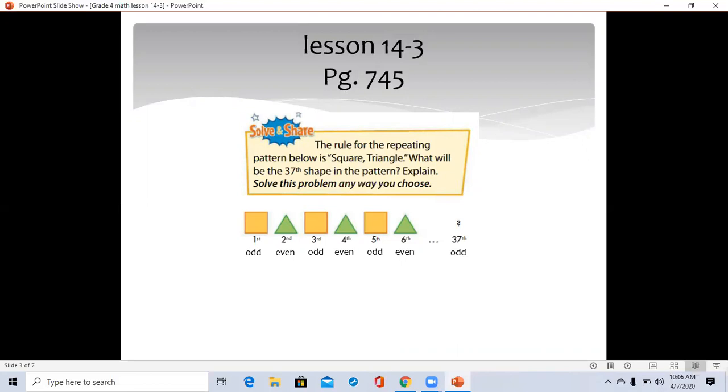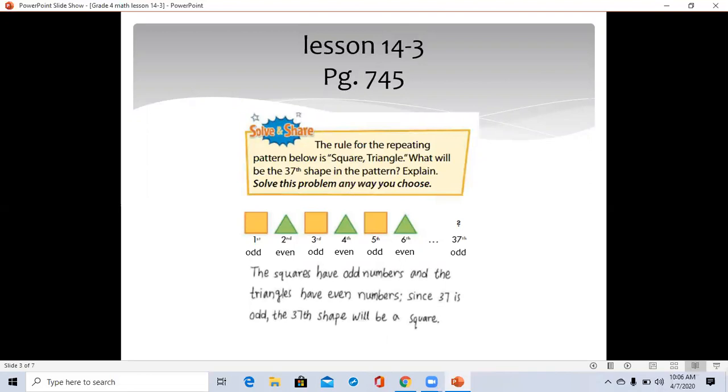Thus, every odd is a square. The squares have odd numbers and the triangles have even numbers. Since 37 is an odd number, the 37th shape will be a square. Feel free to pause your video and write your answer.